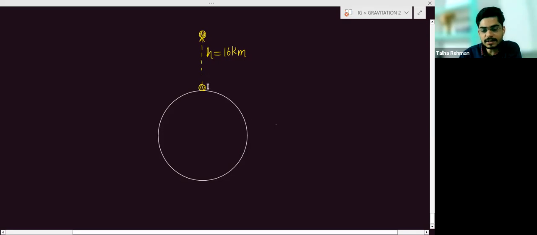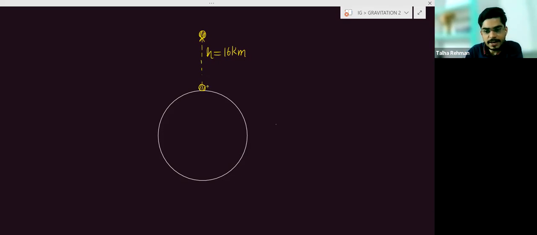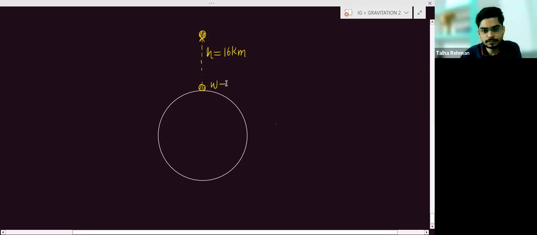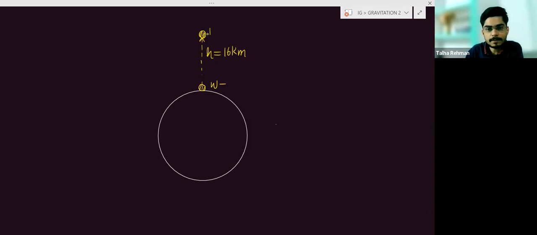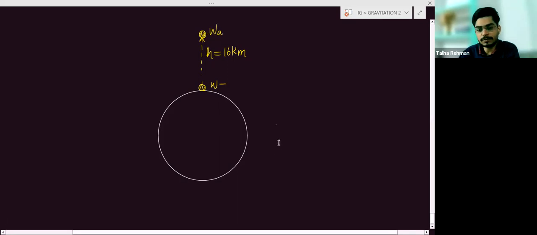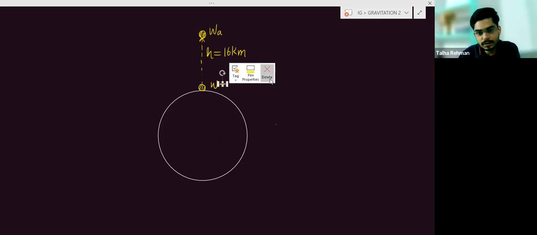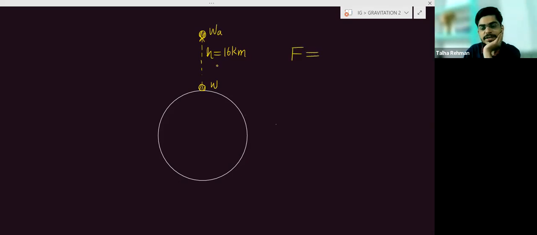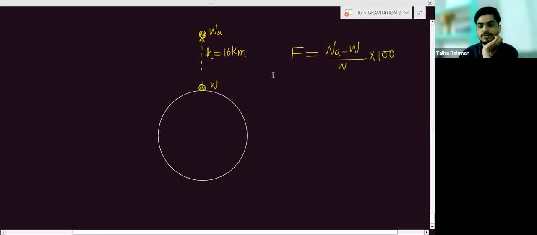So here the weight is given. Here at the surface, the weight of the person is W, and here the weight of the person will be WA. This is given, and we have to find the percentage change in the weight, meaning (WA minus W) divided by W into 100. This we have to find.